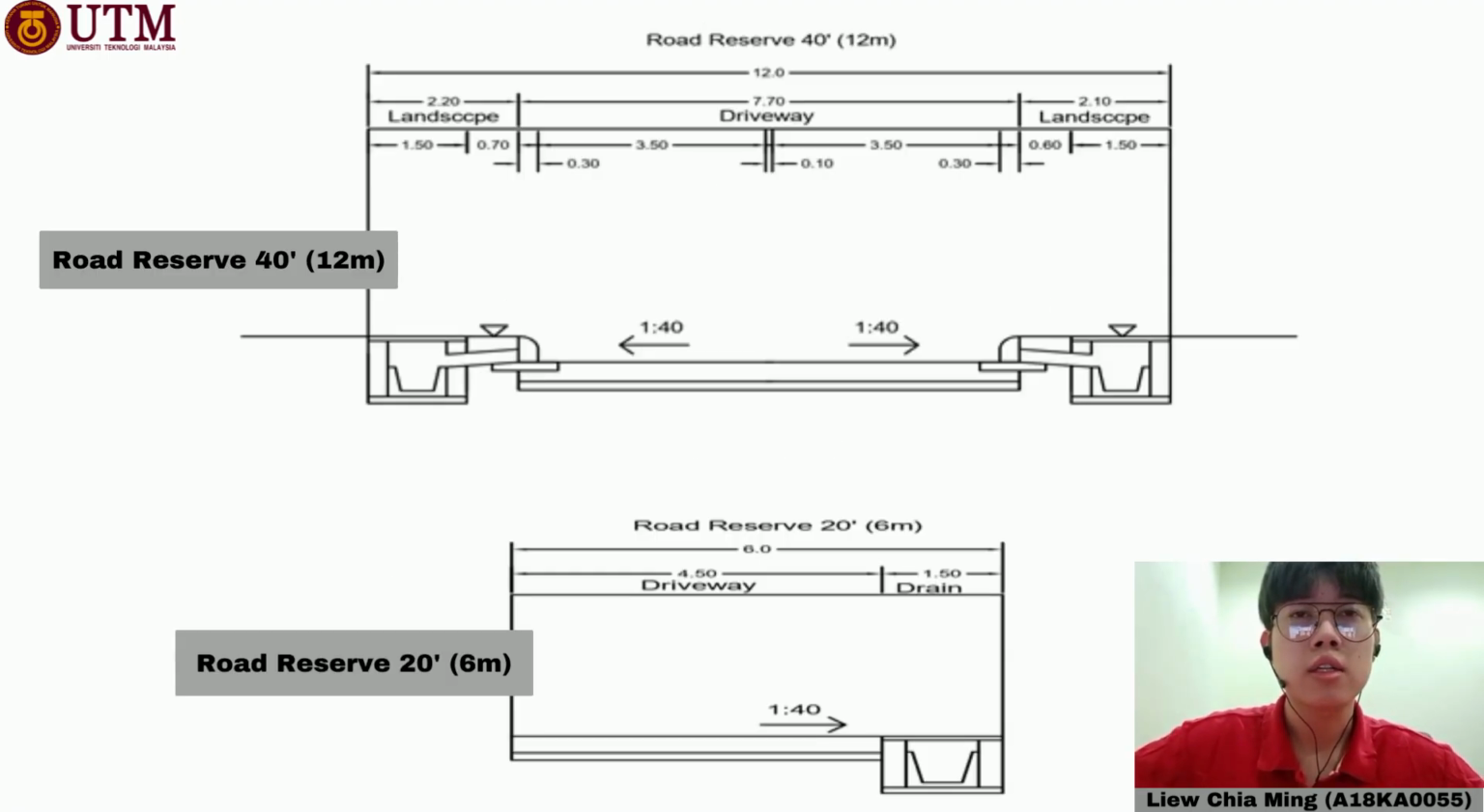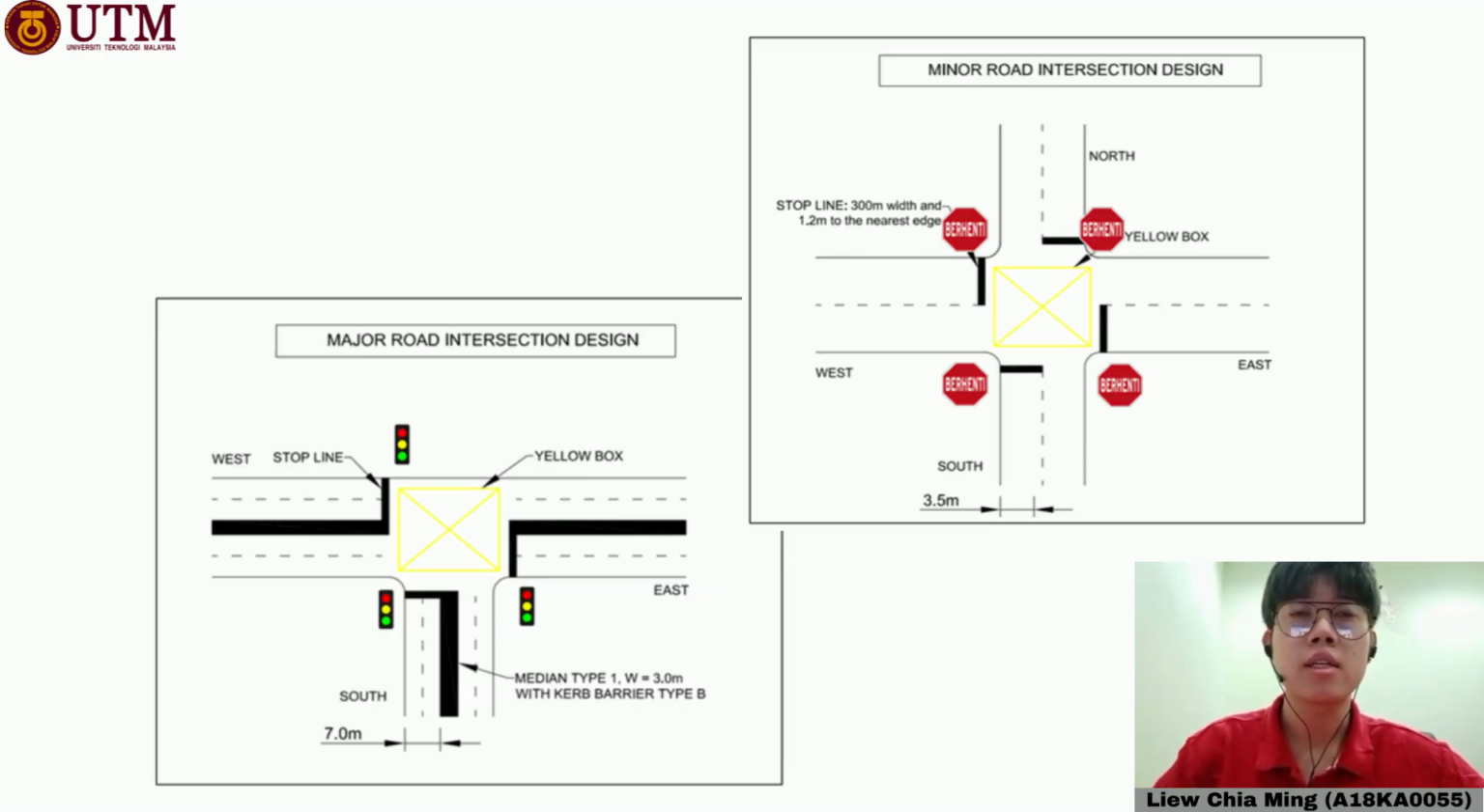Next, here are the cross-sectional drawings for route reserve 40 feet and 20 feet right-of-way. For the route reserve 20 feet, the route is only designed as a one-way carriageway with a bay lane. Lastly, here are the intersection designs for both major and minor routes. It shows the lane width, median, and the location of traffic light and signage.